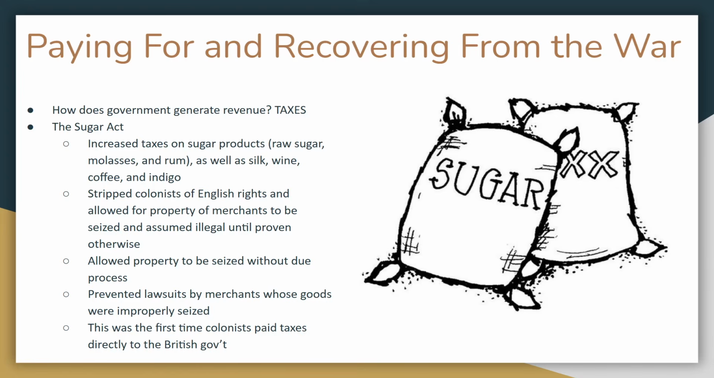A couple other taxes on things that you don't normally associate with sugar: silk, wine, coffee, and indigo, basically just a tax on luxury items. The thought process there was if you can afford luxury items, you can afford to pay a little bit more. And if it's a percentage, that tax percentage will more easily offset the costs of the French and Indian War.